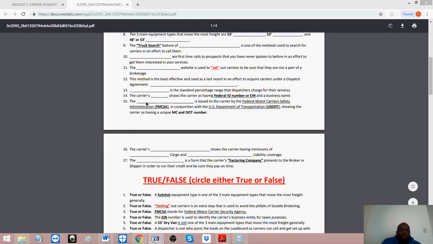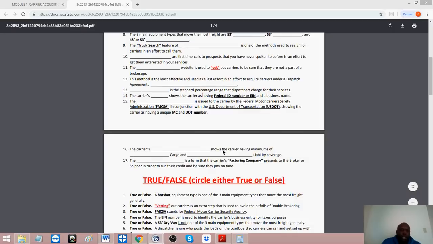Number 15, the blank is issued to the carrier by the Federal Motor Carriers, the FMCSA, in conjunction with DOT, showing the carrier as having a unique MC or DOT number. So what one is that? That's the MC letter, the MC authority letter. That's correct, Denise. See who else said something? Someone else? Right, the MC authority.